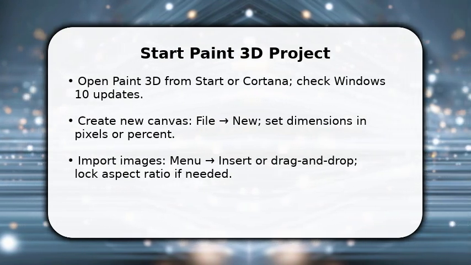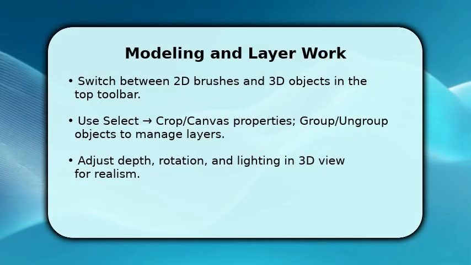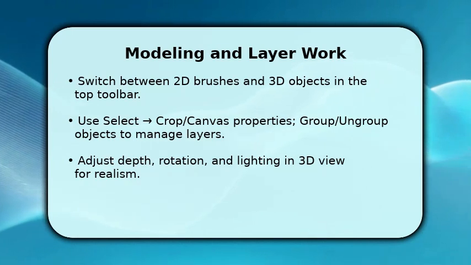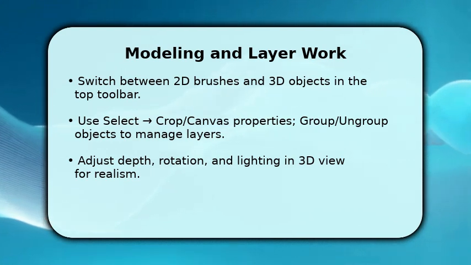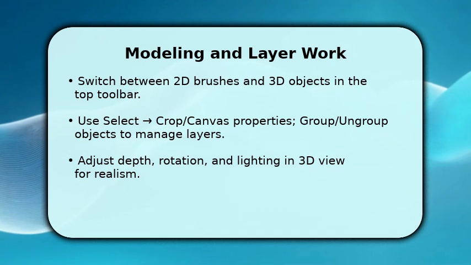if experiments don't work. Now focus on building depth and composition. You'll alternate between 2D brushes for texture and the 3D tools for form because they serve different purposes. Make precise selections with Select, then crop or change canvas properties. Group related elements so you can move them together.